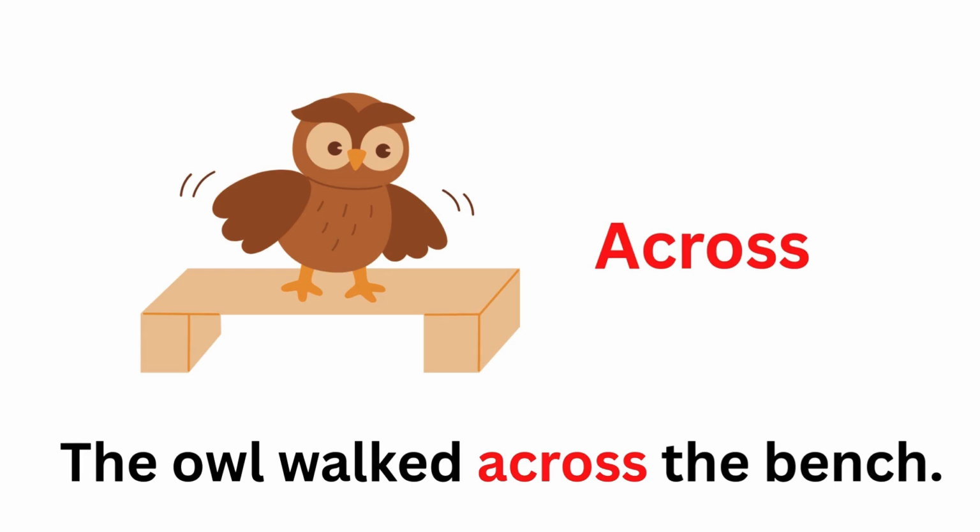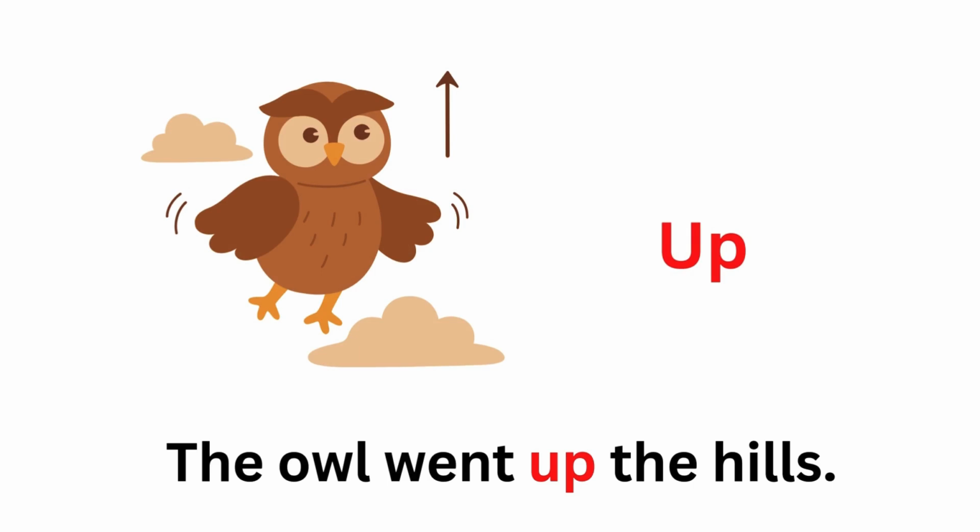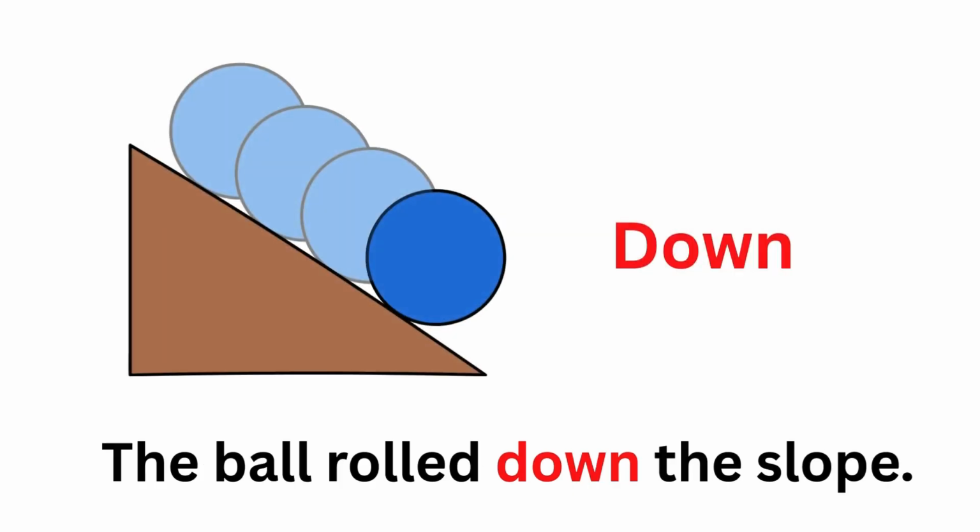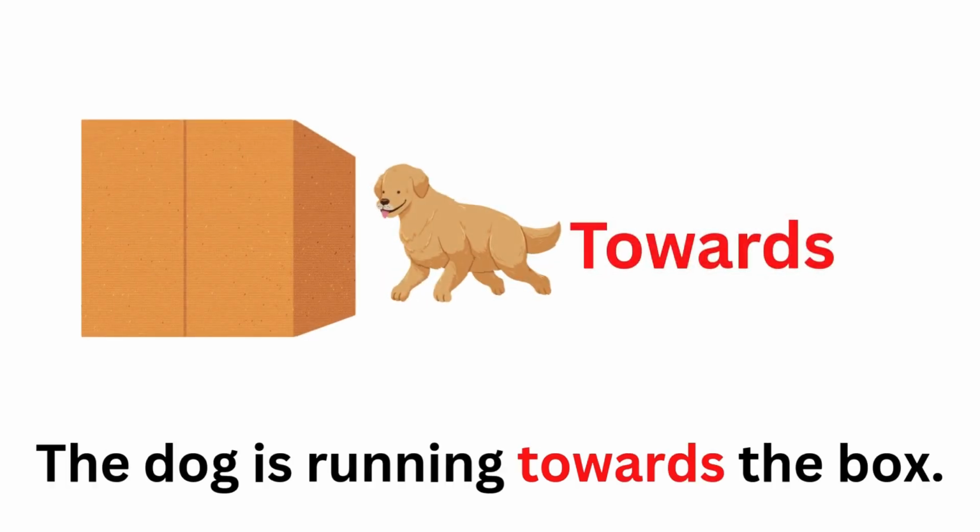Across. The owl walked across the bench. Up. The owl went up the hills. Down. The ball rolled down the slope. Towards. The dog is running towards the box.